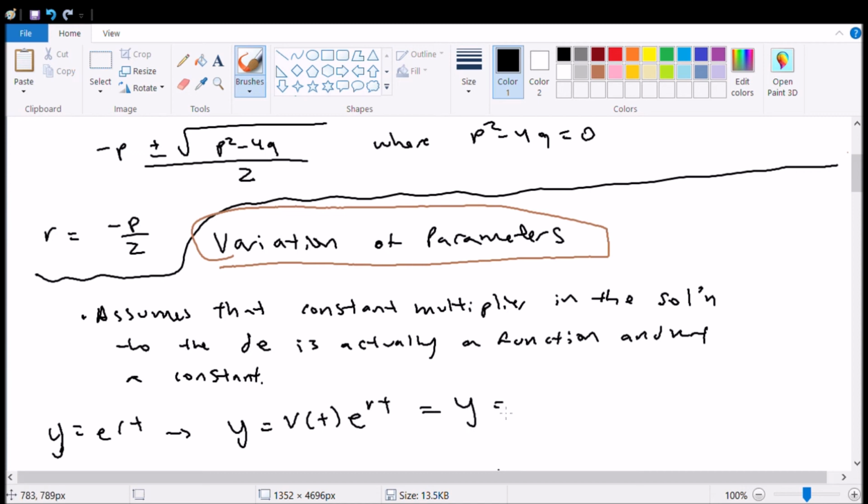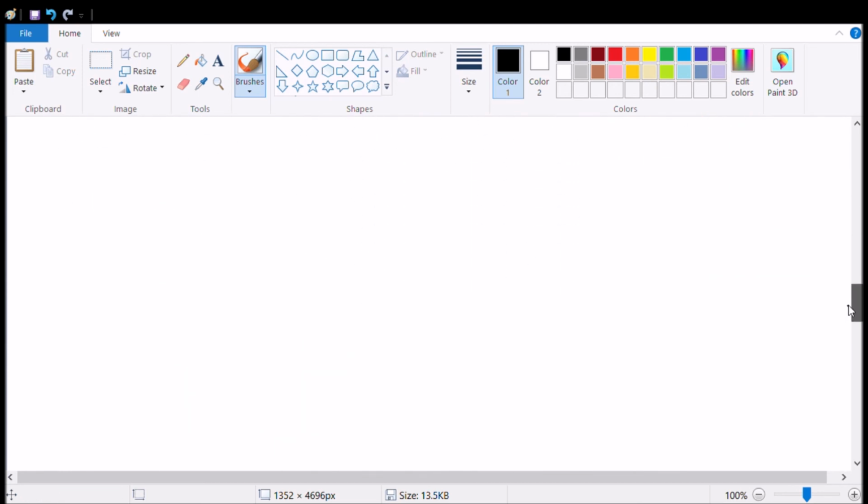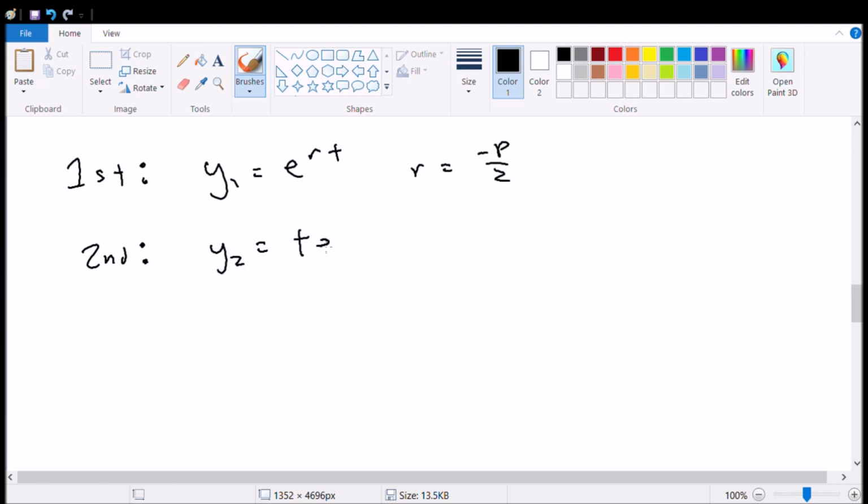this is found to equal t e to the rt, because v of t, like I said, was ct plus d, and since the constants we're going to assume come later with the initial conditions, we can just ignore those for now and just say it's t. So this is what we have gotten from the variation of parameters. So our first solution was y1 equals e to the rt, in which r equals negative p over 2, right? Because that was the real solution. So our second one, which was derived from variation of parameters, is t e to the rt.